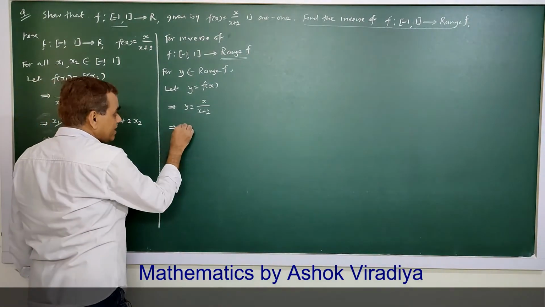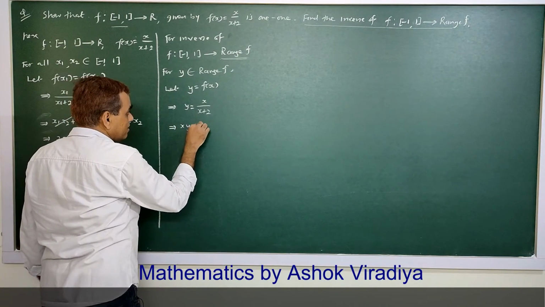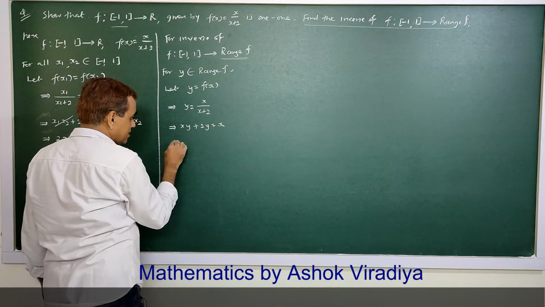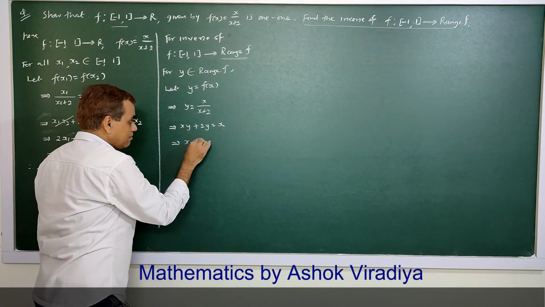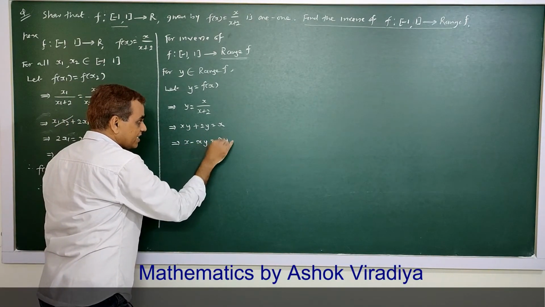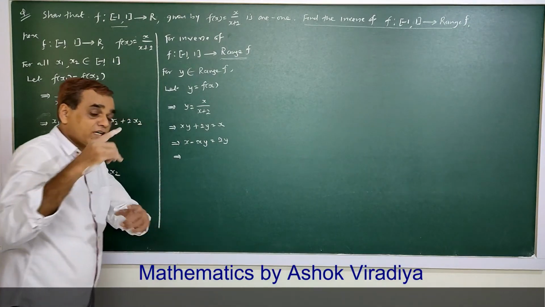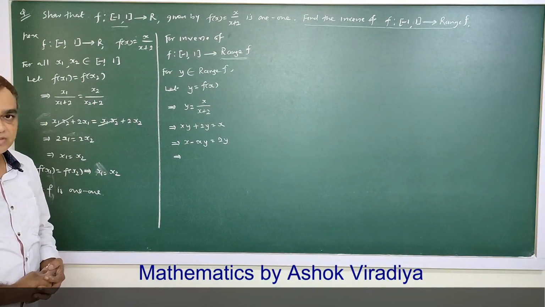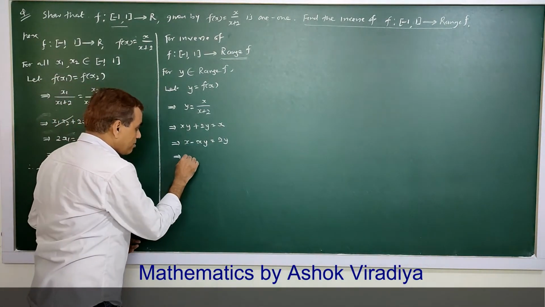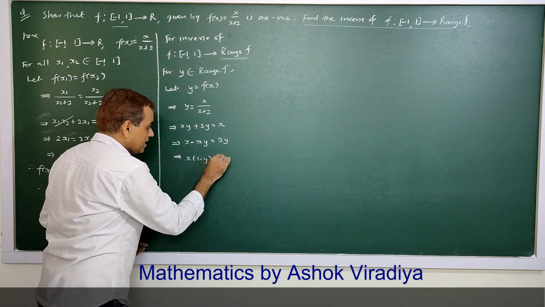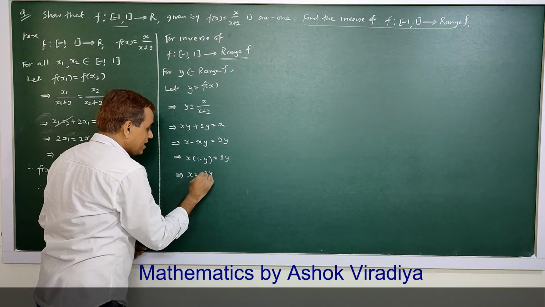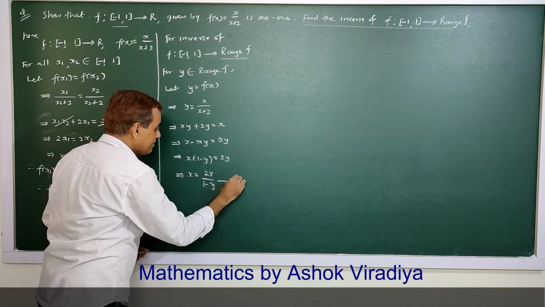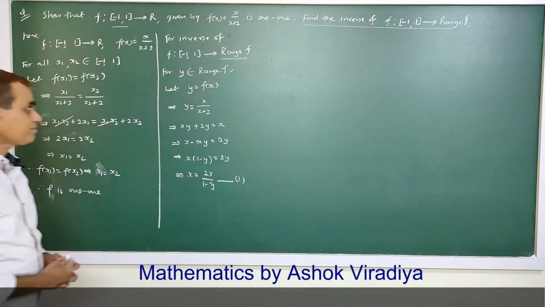So xy plus 2y is x. Now x minus xy is 2y. We want x in terms of y. So taking x common, x(1 minus y) is 2y. So x is 2y upon (1 minus y). Let me say this is equation 1.